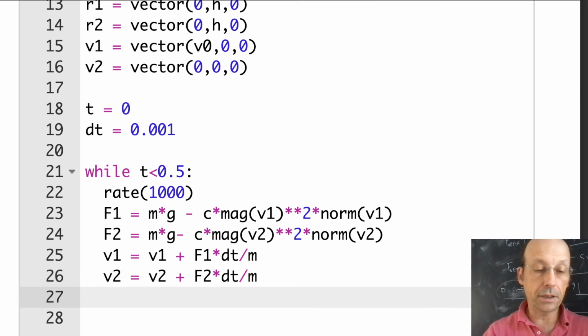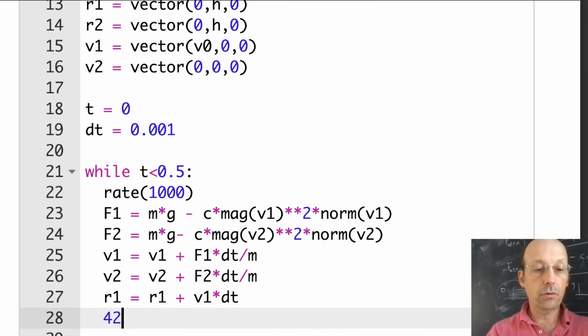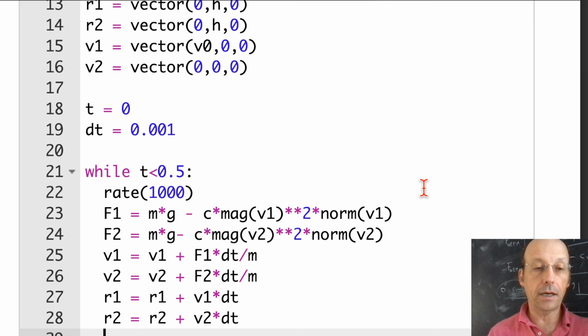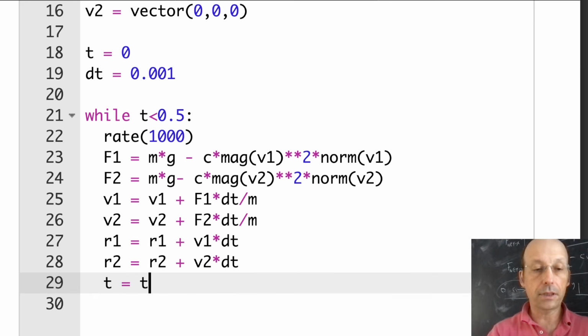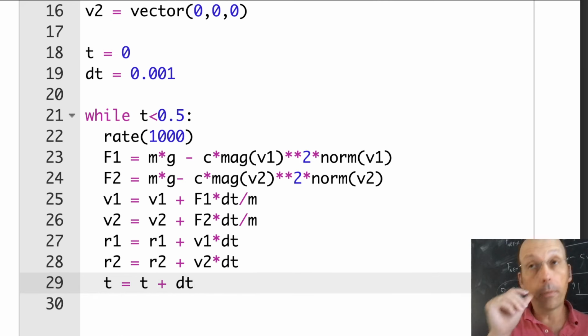Now I need to update the position. R1 equals R1 plus V1 times dt. R2 equals R2 plus V2 times dt, and then update time. T equals T plus dt. Now I'm going to update my graph.